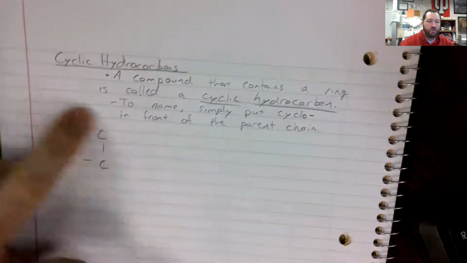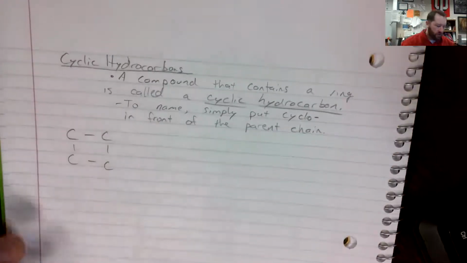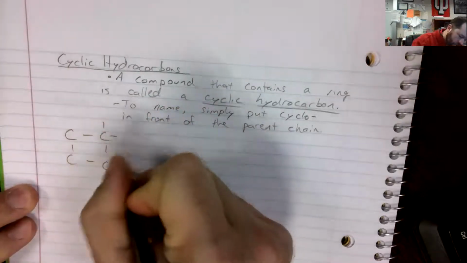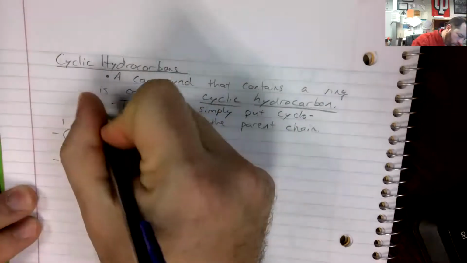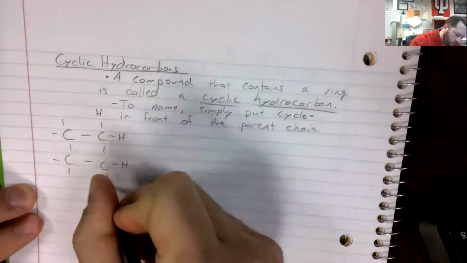So there's 4 carbons. They're in a ring. They're all connected to each other. Again, let's make sure they're all happy first. They've all got 2 bonds, so they all need 2 more. Go ahead and put hydrogens on the end of all of those.